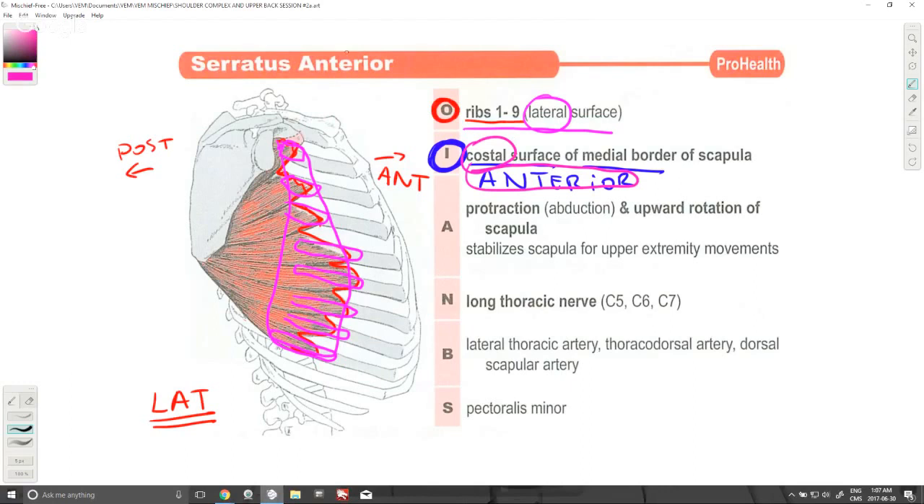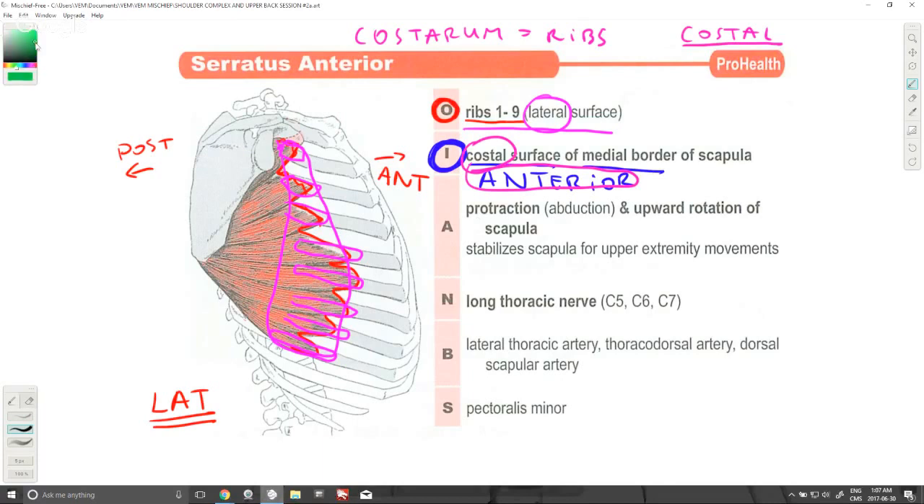Costal, once again, what does costal mean? Costatum. That's ribs in Latin, right? So costal refers to ribs. So basically, the surface that is pointing towards the ribs, like that is facing ribs, right? Surface that's facing ribs. That would be probably the most correct way to say it.